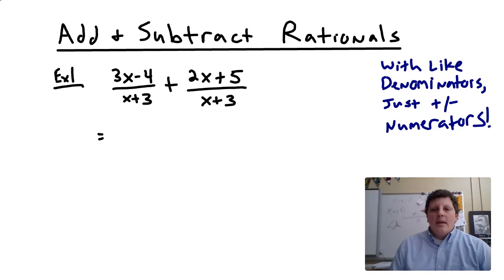As long as the denominator is the same, if we have like denominators, we're just going to add and subtract the numerators. And this is adding and subtracting like terms.